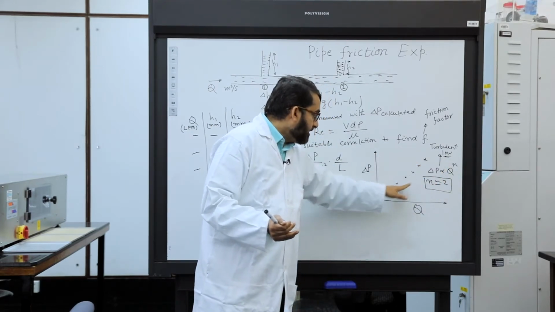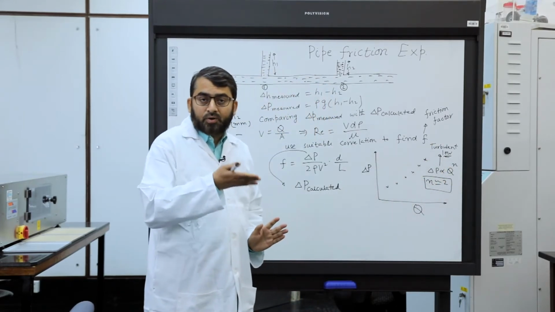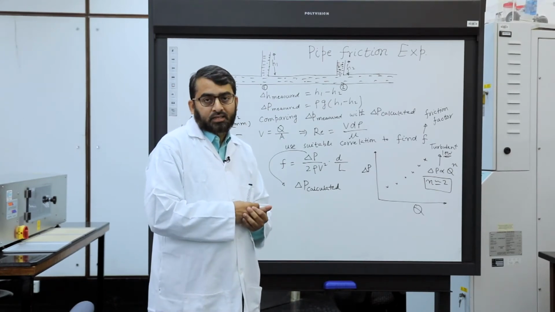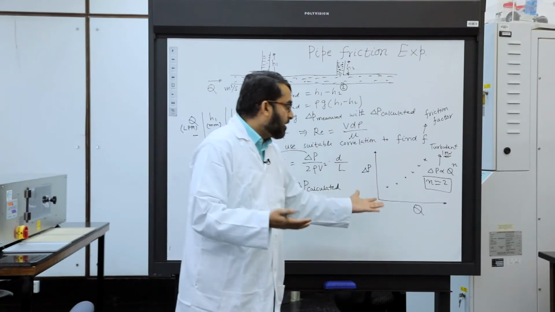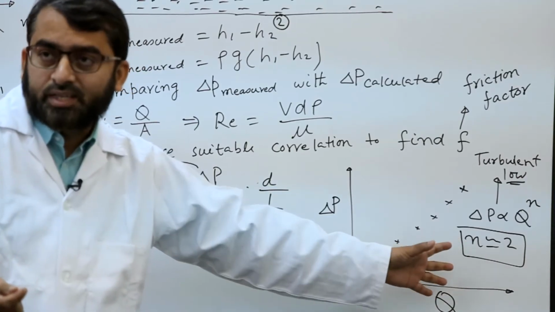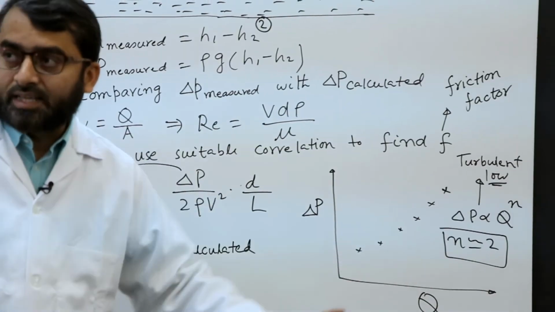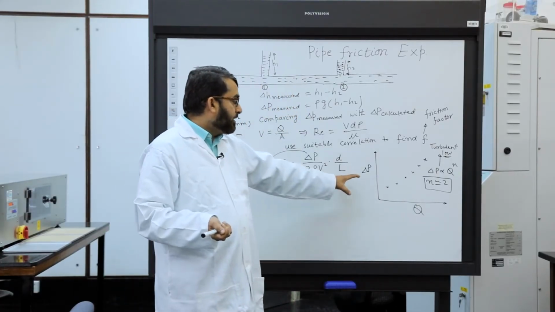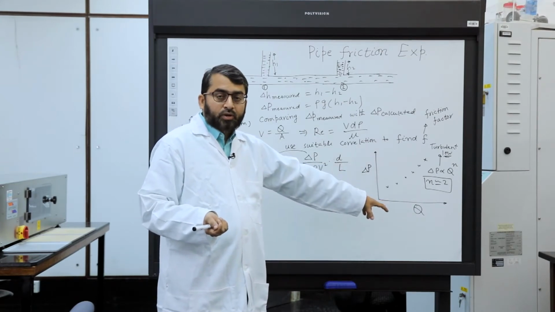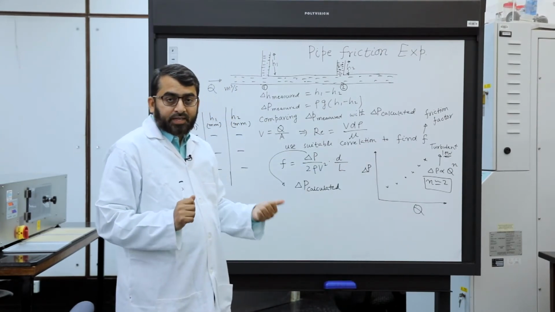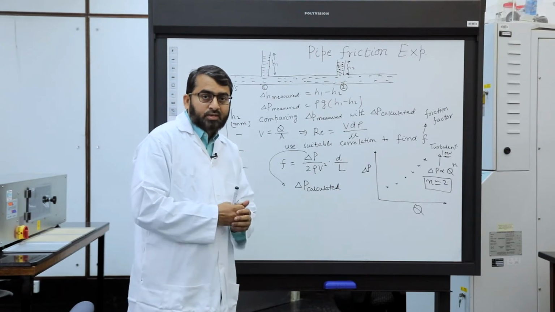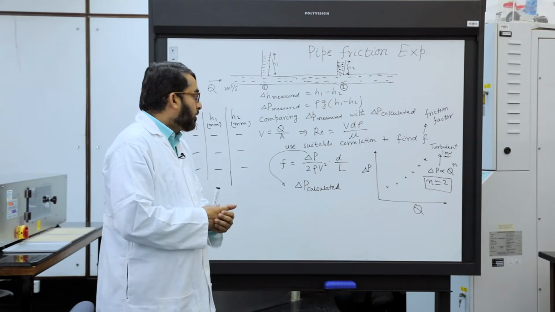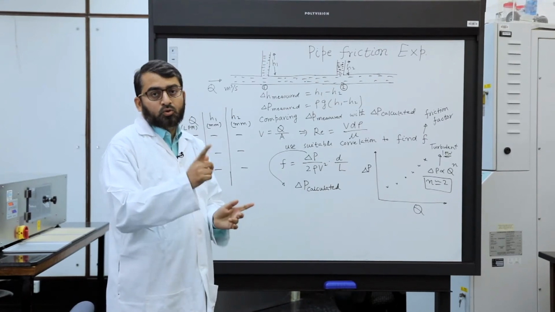If you have data, you can fit a power trend line in Excel and see what power you get, Q to the power n. You will get around 2, 1.9, 1.8 or 2.2, something like that. That gives you the idea of how delta P varies with flow rate in the turbulent region. For laminar flow, we have an exact equation which says that delta P is linear with flow rate. Okay, that's it. We'll go to the setup now.